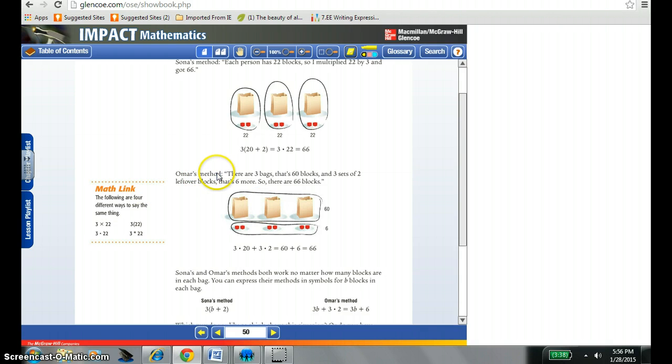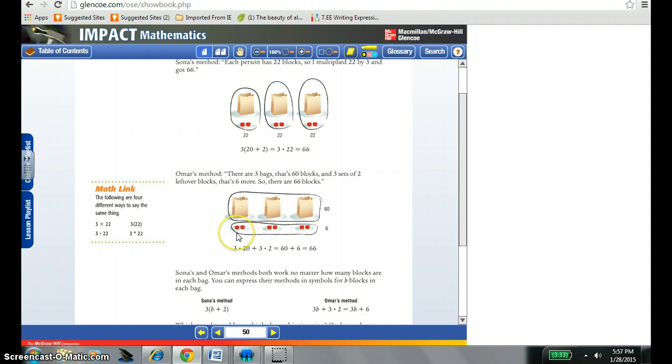OMAR's method is, instead of figuring out how much is in each set, let's separate it into bags and then blocks. I'm going to count how many blocks total there are in the bags, and then I'm going to count how many total there are, just these loose blocks. So he knows that there are 20 in each bag, so there's 20, 20, 20. I can also count that as 3 times 20. Here's his 3 times 20.